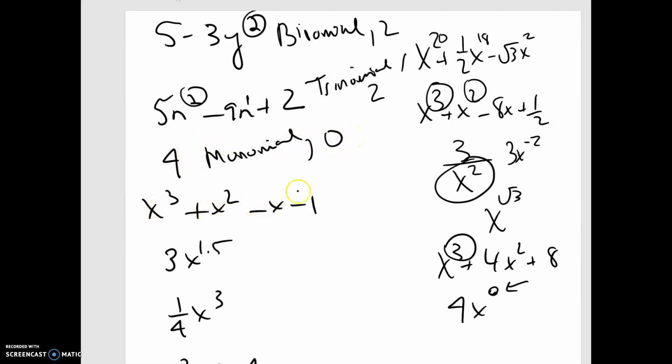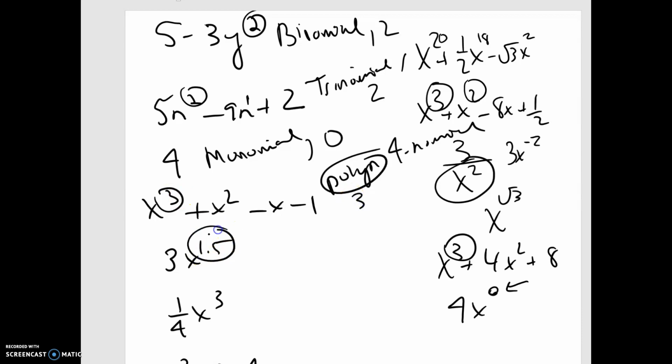The next one has all nice exponents, so it's a polynomial. We don't have any names when they're more than 3. So we have a monomial, binomial, trinomial. Sometimes people call this like a four-nomial, which is kind of a made-up name. And then the degree is the highest one, so the degree is 3.